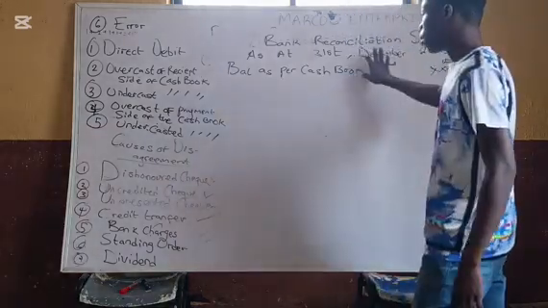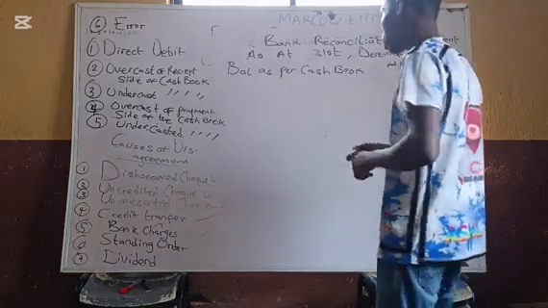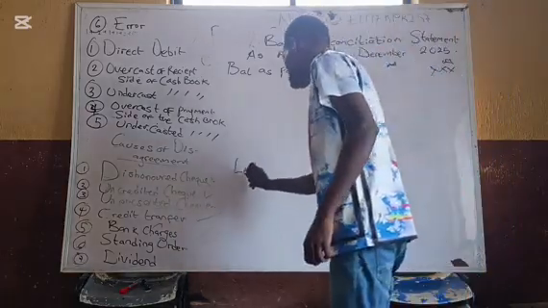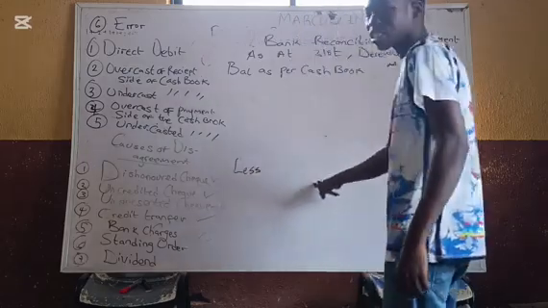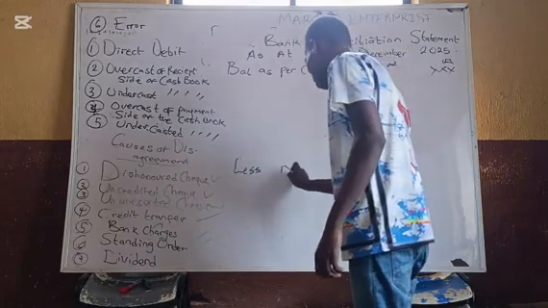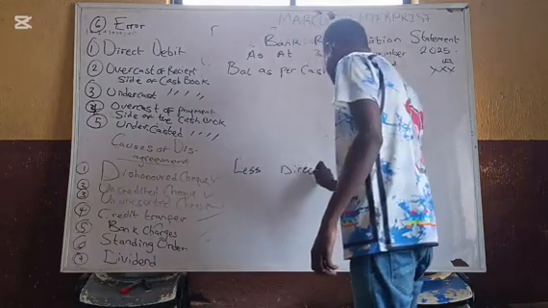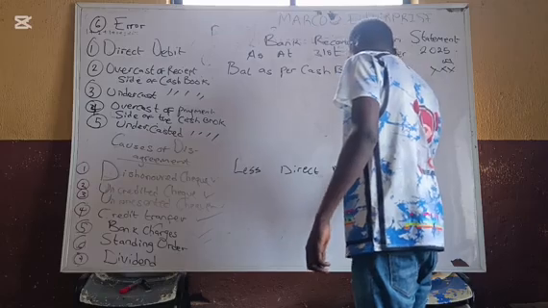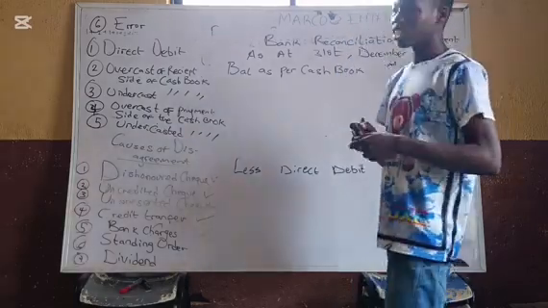Don't forget, this is balance as per cash book. Therefore, we are going to less the usual way we used to do it. We less balance as per bank statement, right? We are now going to have direct debit. Yeah, you get it now.